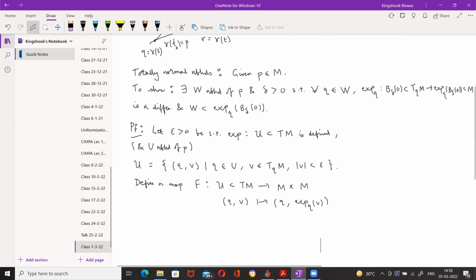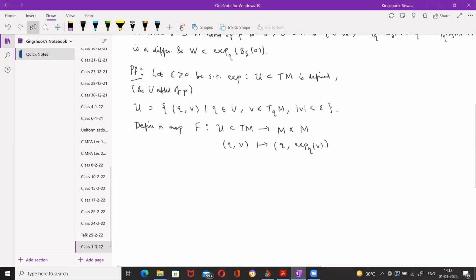So let me draw you a picture. So here's the neighborhood U, and the map is the following. I take a point Q and I take a tangent vector V at Q, and then I follow the geodesic with initial condition V up to time 1. That is the exponential map, and this point is X_Q of V.